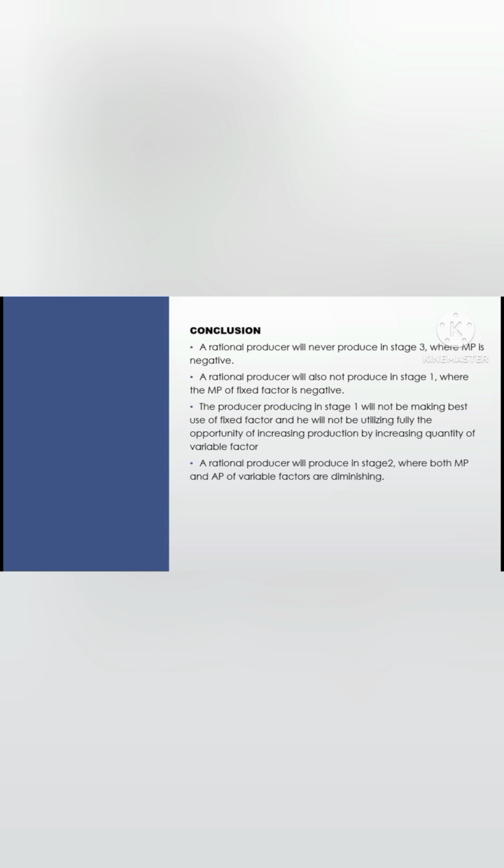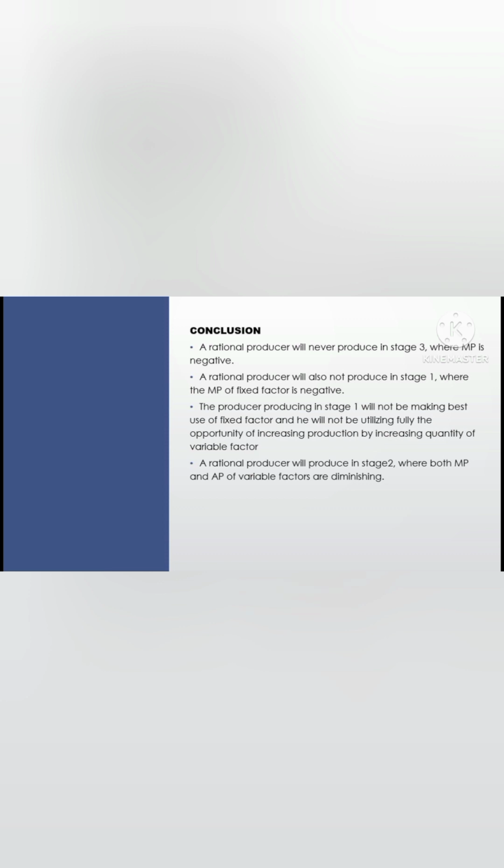Now let us conclude the law of variable proportion. So the conclusion is the rational producer will never produce in the stage 3, because in the stage 3, as we have discussed earlier, the MP is negative. If the marginal product is negative, the producer will not produce in that stage. So the producer will also not choose to produce in the stage 1, because if we produce in the stage 1, he will not be better utilizing that opportunity of using the fixed factors, and he will not get the increase in the production by increasing the quantity of the variable factor.